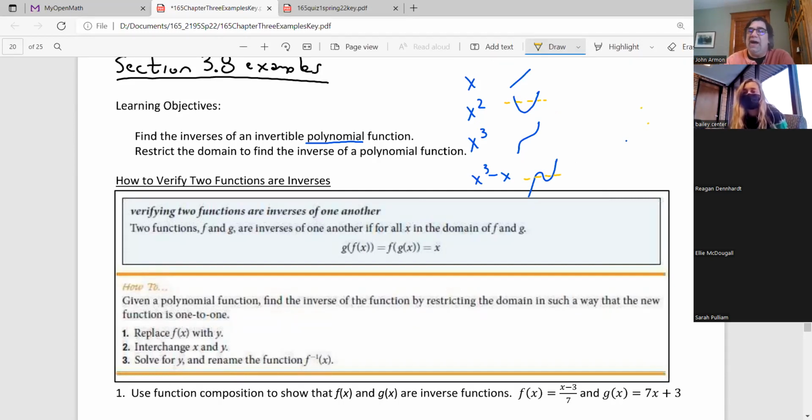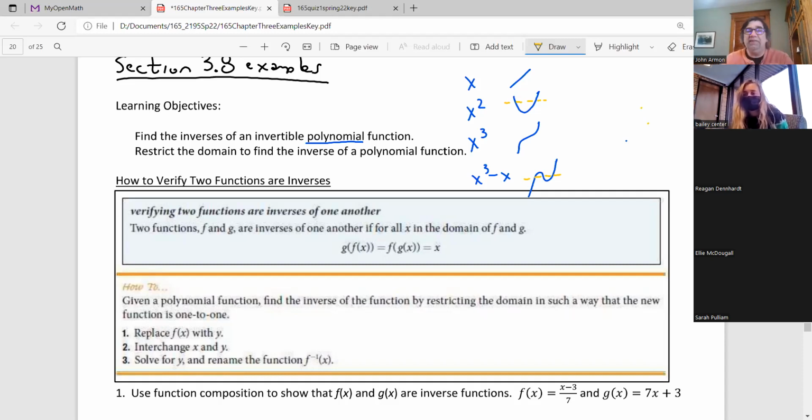X to the 4th, ouch. Odd powers could be 1-to-1. For those who did technology project number 1, you had a graph, I think it was a 7th or a 9th degree polynomial. It actually on your calculator or decimals turned out to look like this. So that one was 1-to-1. But then there was another one, which was a different odd power, that had a couple of turning points. So that one was no longer 1-to-1.